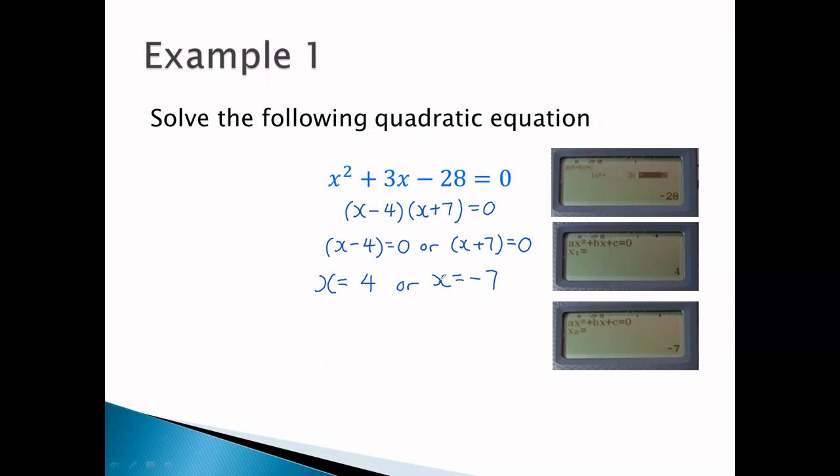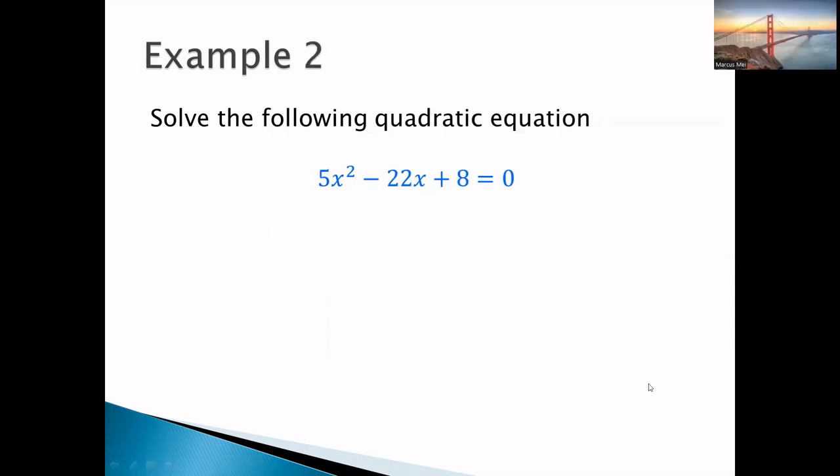Now, why is this important? Because we can't just go from here to here. You will not get the working marks that are important, right? Because your teacher will know that you are getting the answer from the calculator straight away. So this is what we call cheating, or reverse engineering. I get the answer first, I go backwards, and this is the necessary working. So let's try another example.